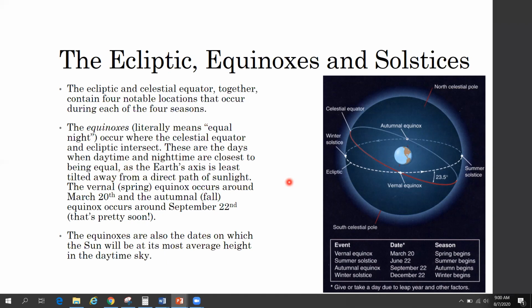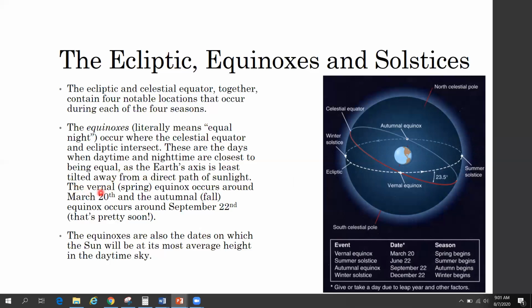The amount of sunlight you get during an equinox is going to be almost exactly 12 hours versus nighttime, which will be, again, about 12 hours as well. The reason for this is because these are the points in Earth's orbit during a year where the Earth's axis is least tilted away from a direct path of sunlight. And we'll get more into that in a moment, because this also is related to the seasons, as you can kind of tell. We're talking about some different seasons here.